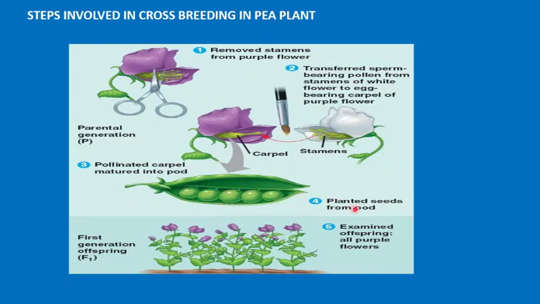Okay. So he planted seeds from the pod. These seeds were planted and grown, and then the offsprings were examined. It was found that all the offsprings, known as the F1 offspring or filial one generation, had purple flowers. So that was the step taken by him.